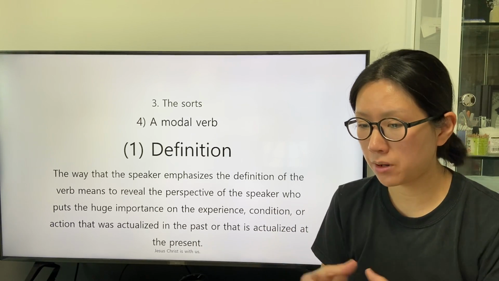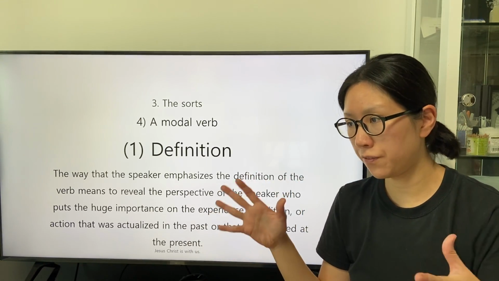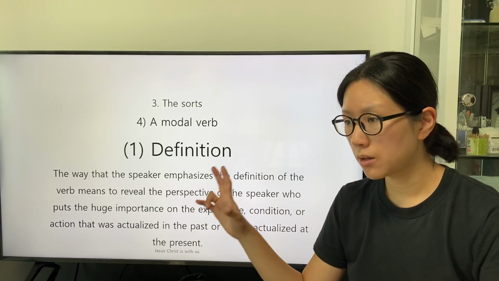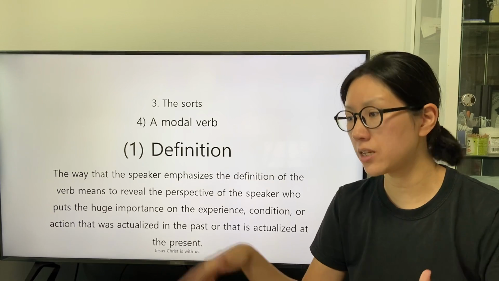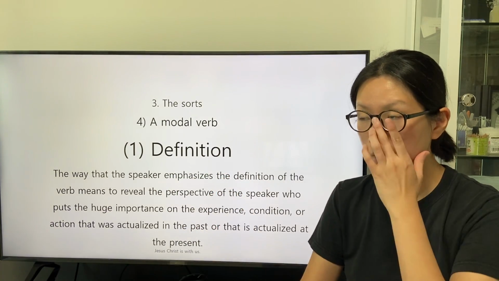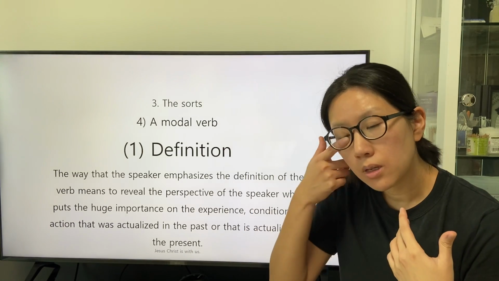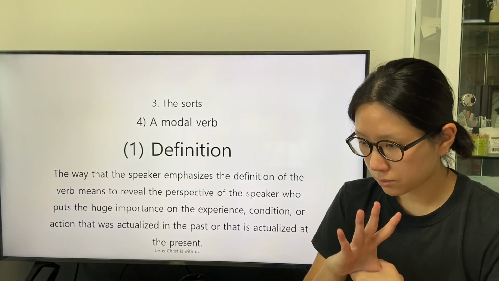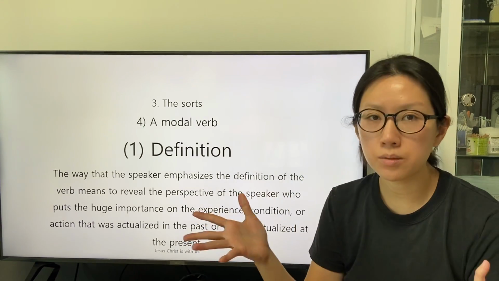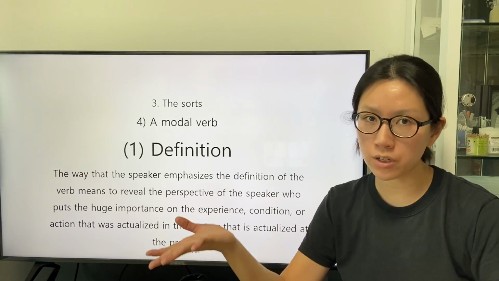The form of the modal verb reveals the tense of the clause, as the modal verb is applied ahead of the verb. So the speaker applies the suitable modal verb according to the tense of the clause.